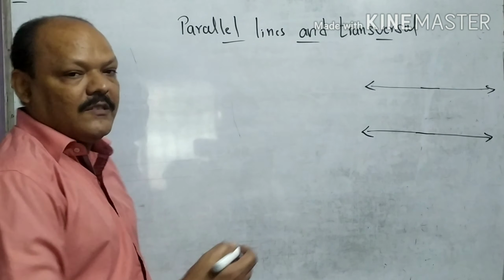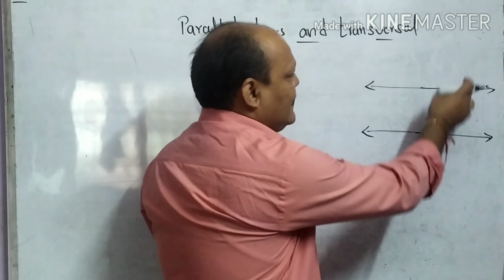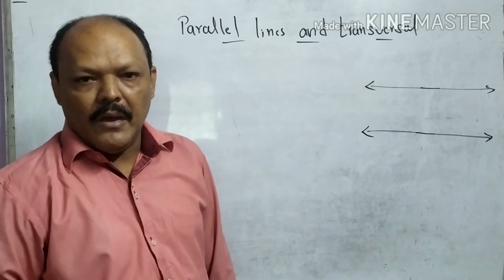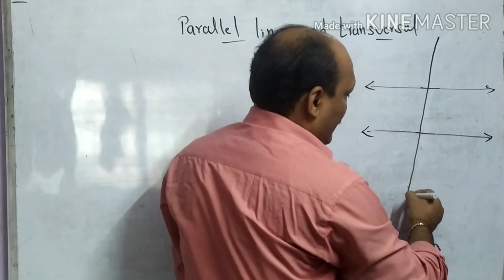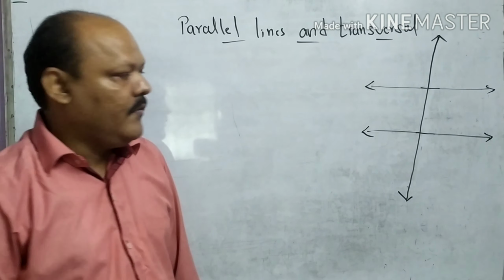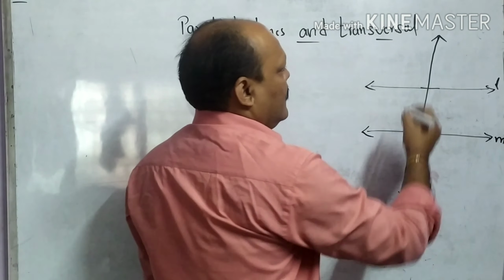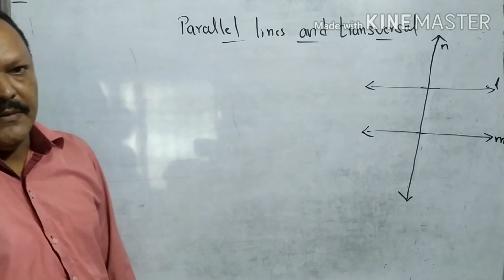So first of all, let me explain to you what a parallel line is. Two lines which lie in the same plane and do not intersect are called parallel lines, and the line which intersects these two parallel lines is called a transversal. I hope all of you understood. Lines L and M are parallel lines, and line N is your transversal.